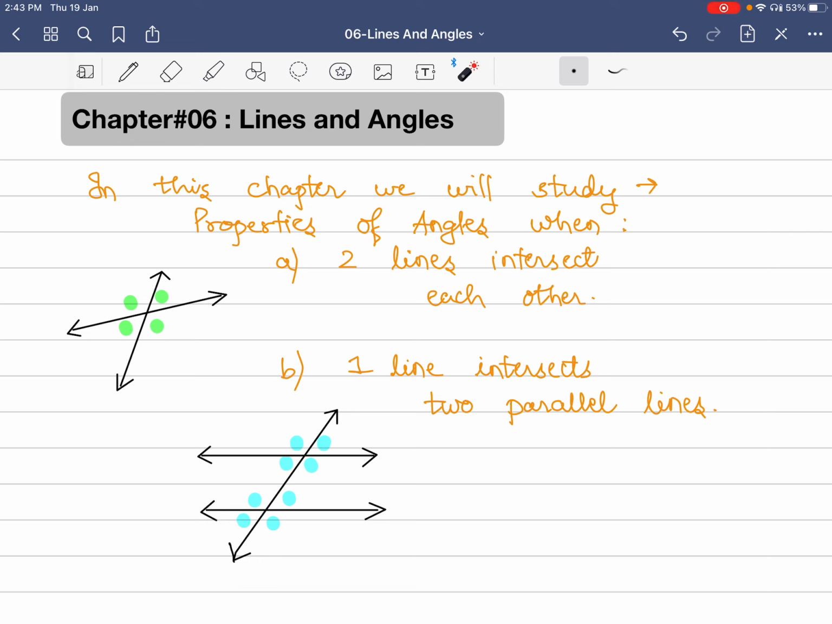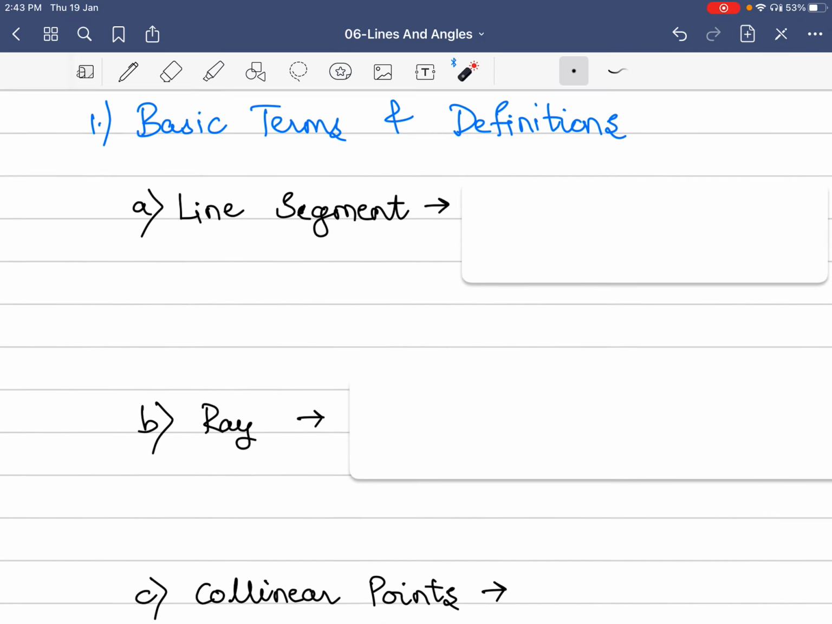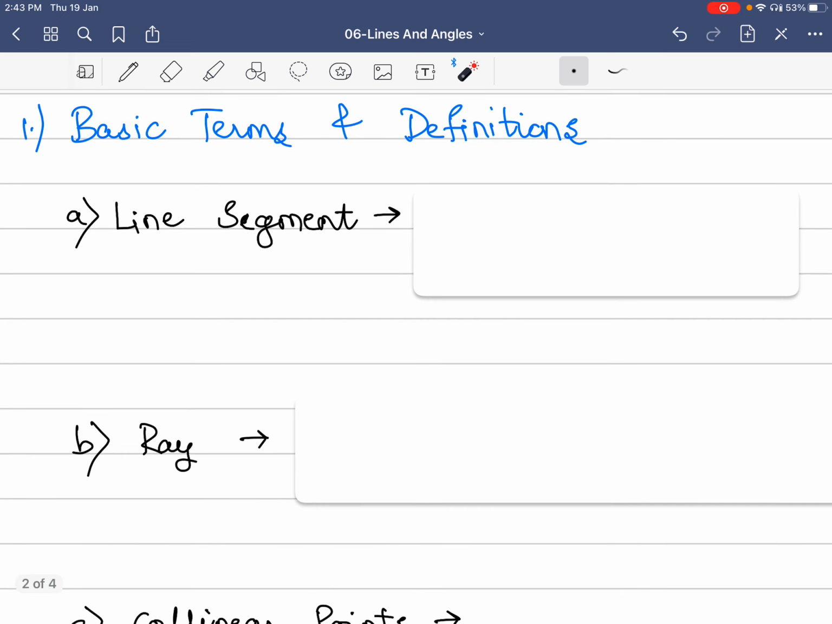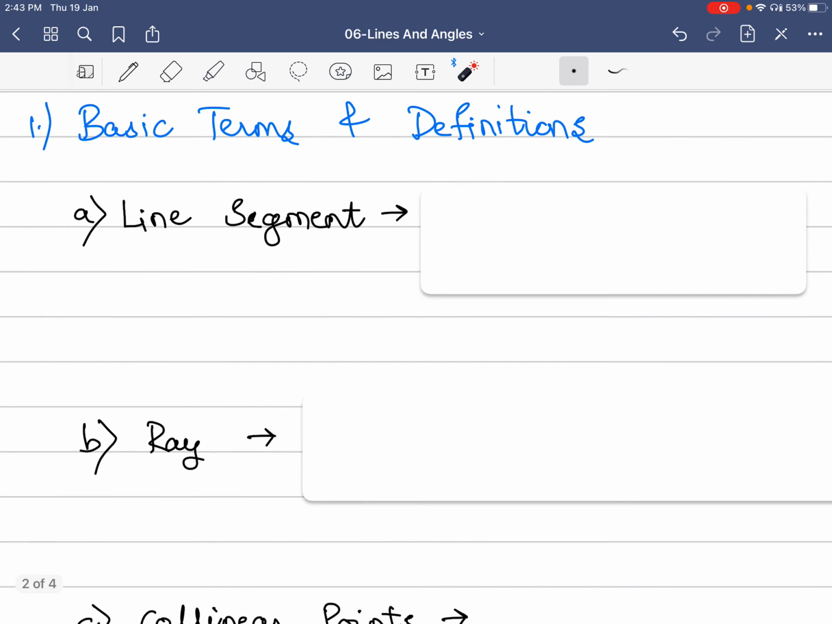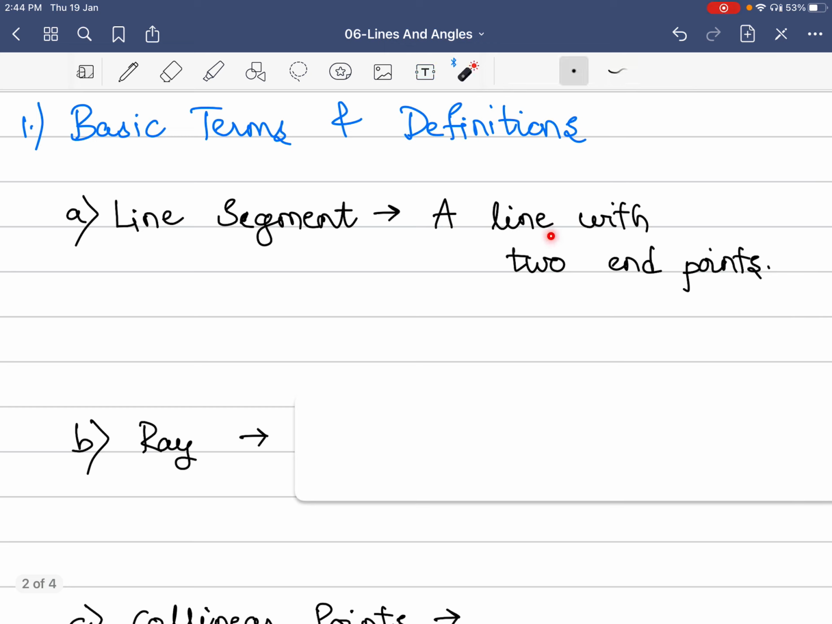Now that it's clear what the chapter is going to be about, let's start with some basic terms and definitions. One by one we'll see some basic terms and definitions in order to get us started with the actual lines and angles of the chapter. So the first term is line segment. Let's see the definition. What is a line segment? A line with two endpoints is called a line segment.